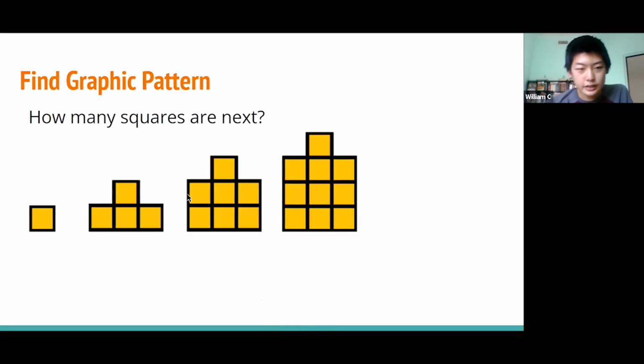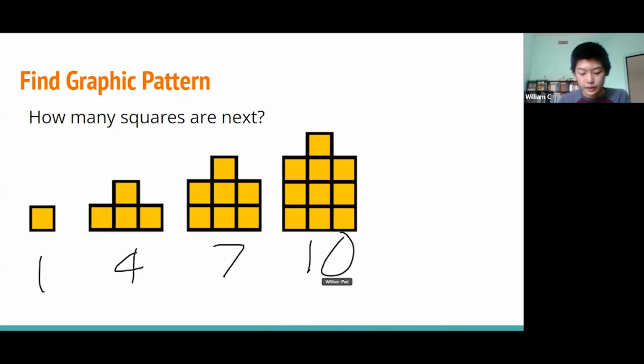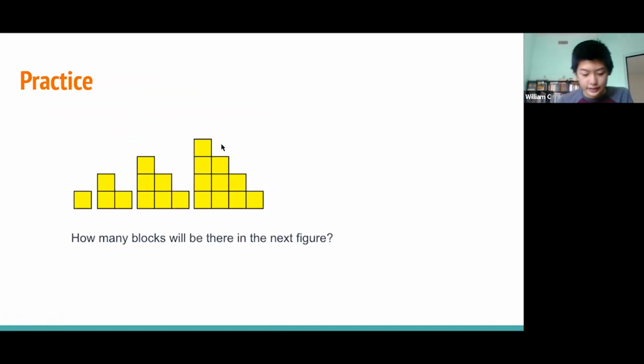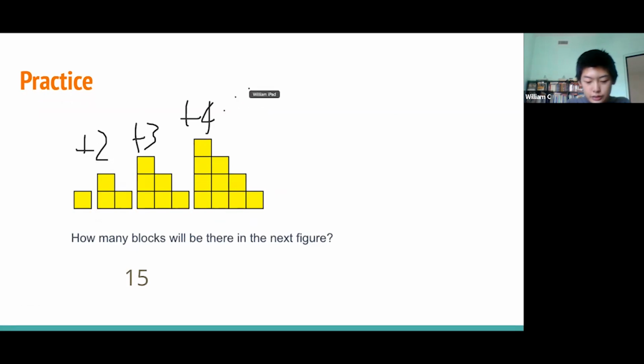Now let's try to find patterns. How many squares are next? We can see that every time we increase by one space, we add one row of squares, just 3 squares. Since the pattern is 1, 4, 7, and 10, the next number should be 13. Now let's practice. How many blocks will be in the next figure? Good job, the answer is 15. This is because our pattern is adding 2, adding 3, adding 4, and so on, meaning next you have to add 5 blocks to get 15.